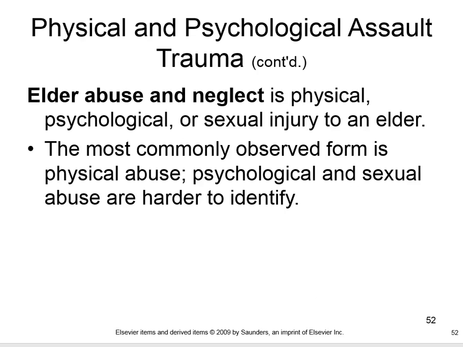Then we have elder abuse and neglect, which is physical, psychological, or sexual injury to an elder. The most commonly observed form is physical abuse. Psychological and sexual abuse are harder to identify. We have different forms: physical abuse, self-neglect, verbal abuse, psychological abuse, abandonment, violation of personal rights, and financial abuse.